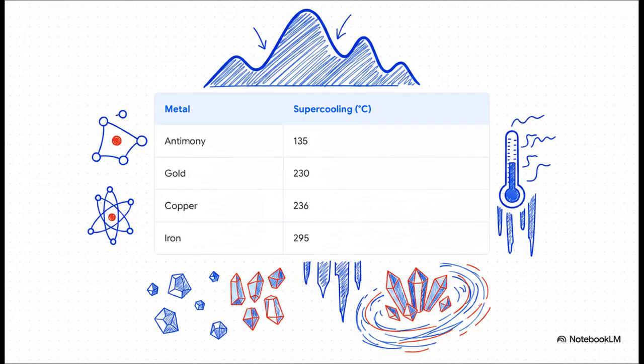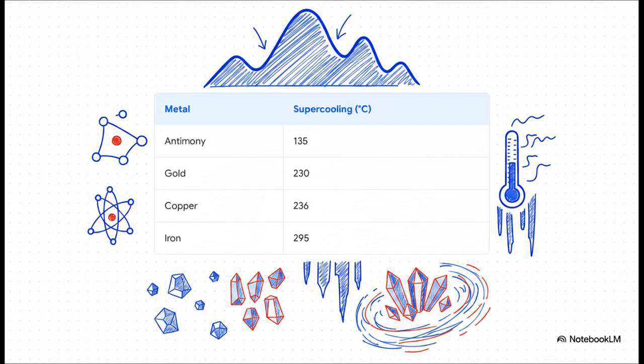To put the sheer scale of this energy mountain into perspective, let's look at the math. To get the thermodynamic driving force strong enough to cross that barrier naturally, you have to drastically supercool the liquid way below its normal freezing point. Just think about pure iron for a second. Pure iron has to be supercooled a staggering 295 degrees Celsius below its normal equilibrium freezing point just to achieve homogeneous nucleation.